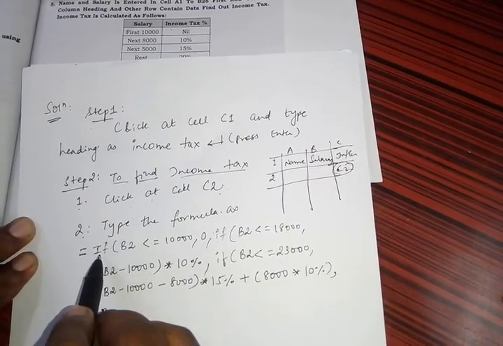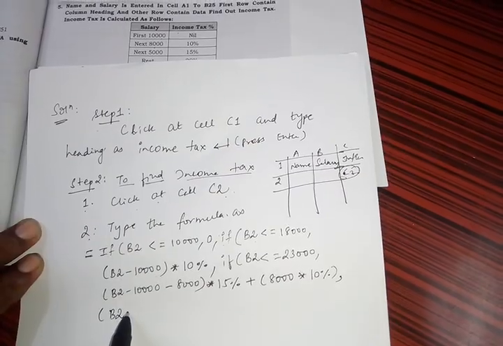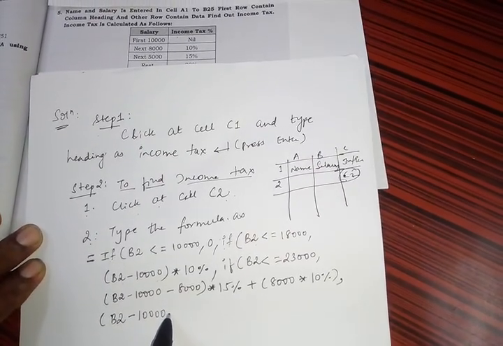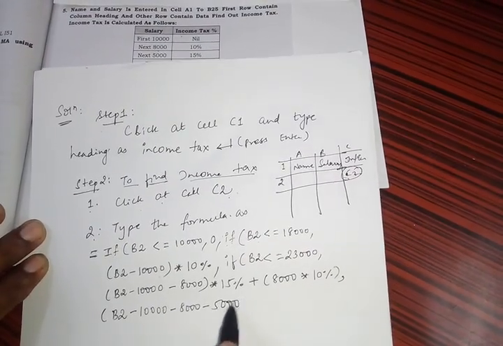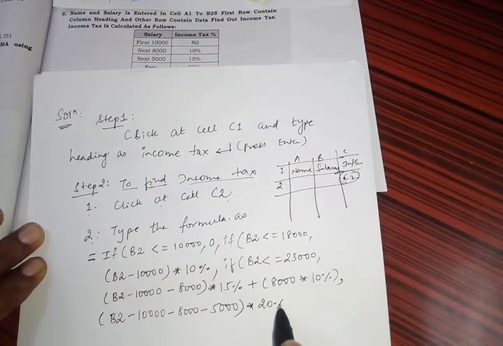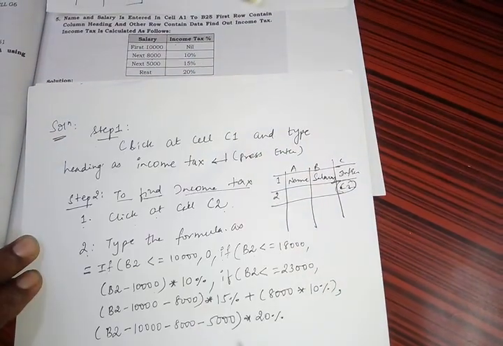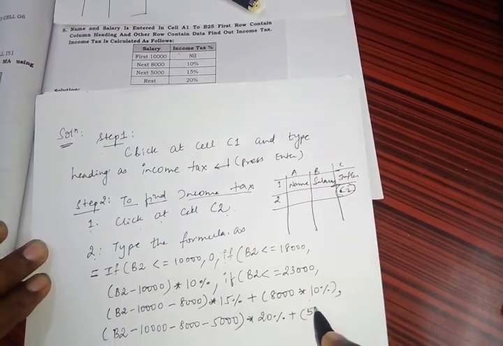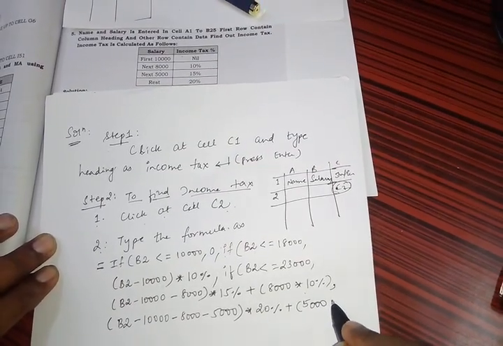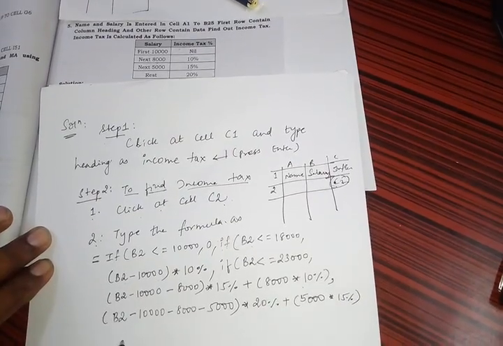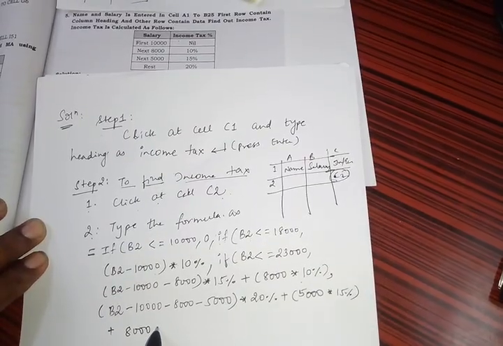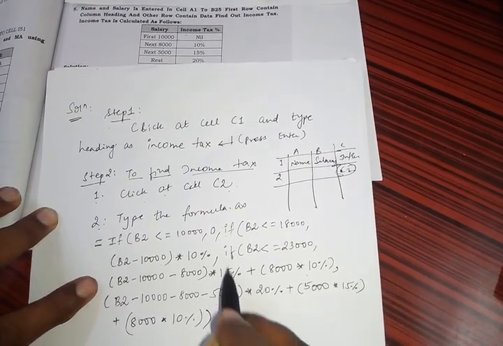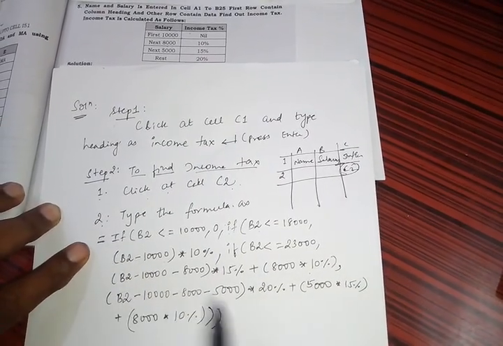I don't have to write IF, because this is the else condition: else B2 minus, you can directly write minus 18,000, but no doubt, 10,000 minus 8,000 minus 5,000 into 20%, because the remaining amount we were told is 20%, plus as we wrote for 5,000 15%, plus 8,000 10%, and now closing of brackets: the first bracket closes this IF, the second bracket the second IF, and the third bracket the main IF.